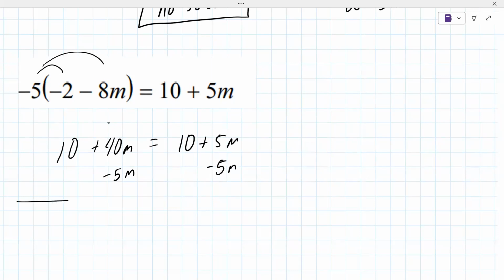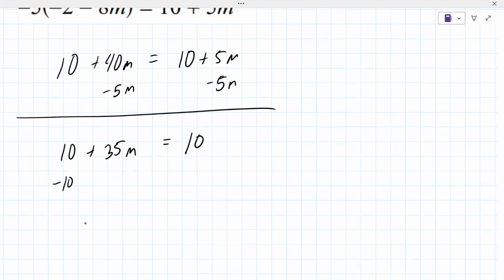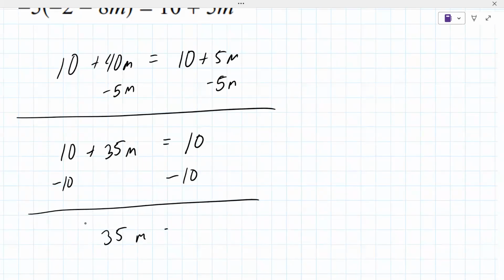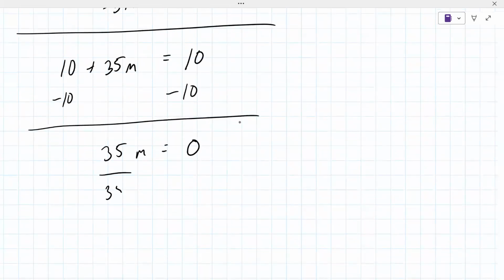And what you should notice that's really important is that the variable remains, which is good. Okay. Now you just solve the equation. Now when you subtract 10, 35M equals 0. This is maybe where you're like, huh, I don't know what to do here, but you still just keep going. You divide both sides by 35. So M equals 0.